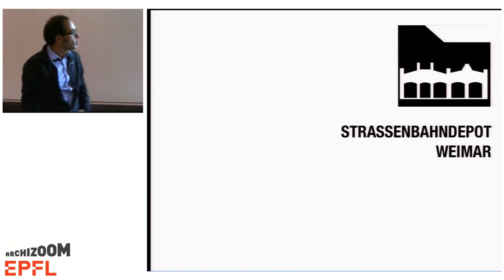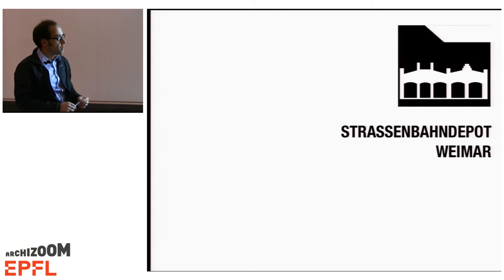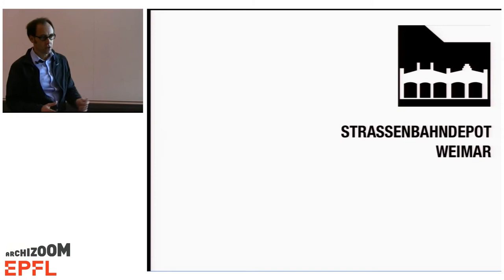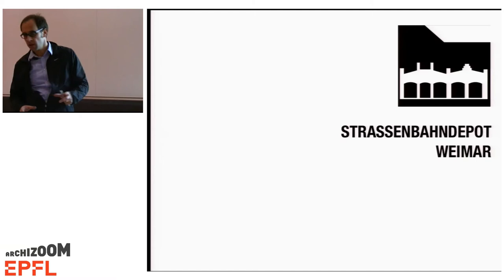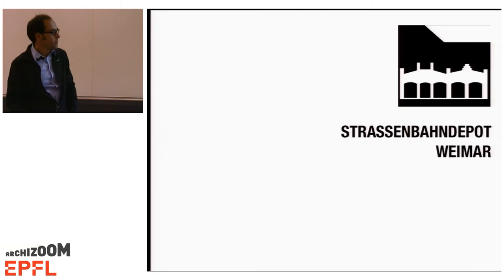But the main work in architecture in the last years was that architecture really exists, and we have to do work with reorganization of buildings or look for temporary use in buildings. And another example was in Weimar with the Straßenbahn Depot. So there we had our work.